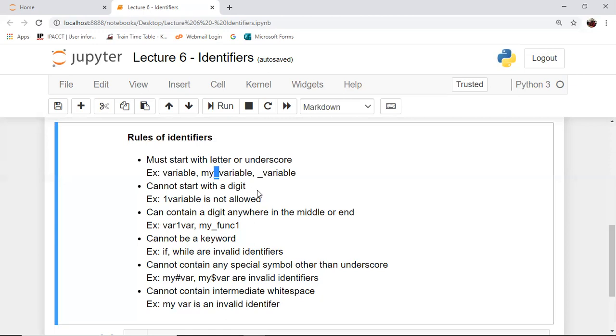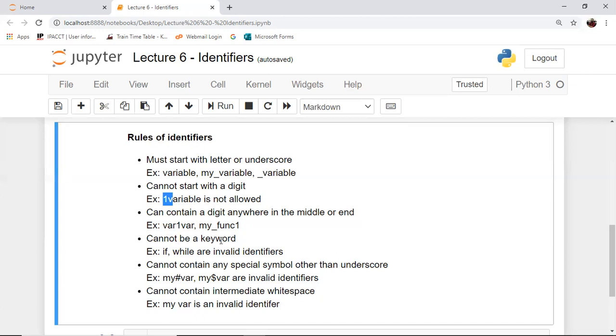And also, it's important to keep in mind that identifiers cannot start with a digit. So something like 1var as an identifier is not allowed because the identifier is beginning with a digit 1, and that is not allowed. And if you look at the third point, you'll find that it can contain a digit anywhere in the middle or at the end. Although we cannot begin an identifier with a digit, we can have a digit either somewhere in the middle, like we can see here in the first example, var1, or we can have it at the end. The only thing that is restricted is you cannot have a digit at the beginning of an identifier.